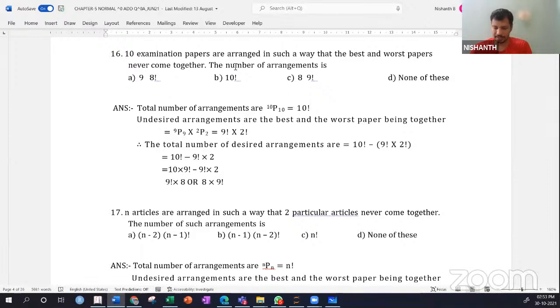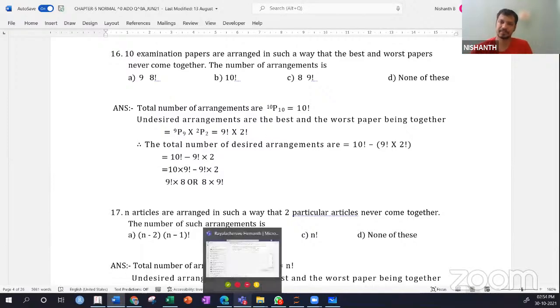Here they're telling us the best and the worst paper should never come together. So I found out the ways in which the best and the worst papers come together. I made them be together, like how I grouped in FAILURE. Here also we have grouped them. By doing that, we get 9P9, that is 9 factorial, into 2 factorial. Then to find the total number of desired arrangements, you just subtract and you get your answer. So this is how the 16th problem was done, where you group and you'll be able to get the answer.